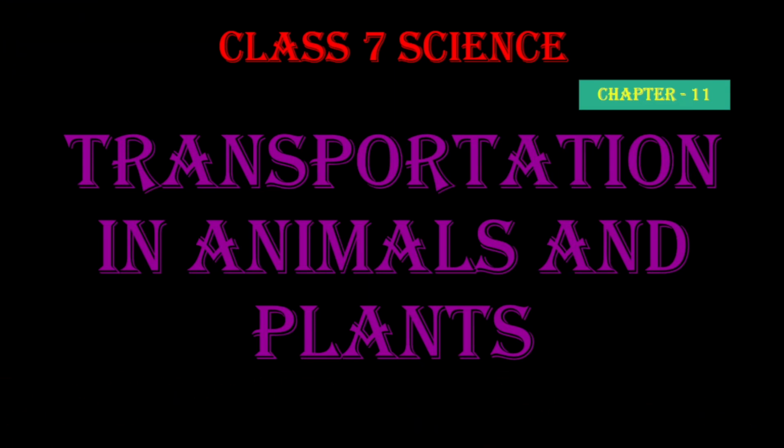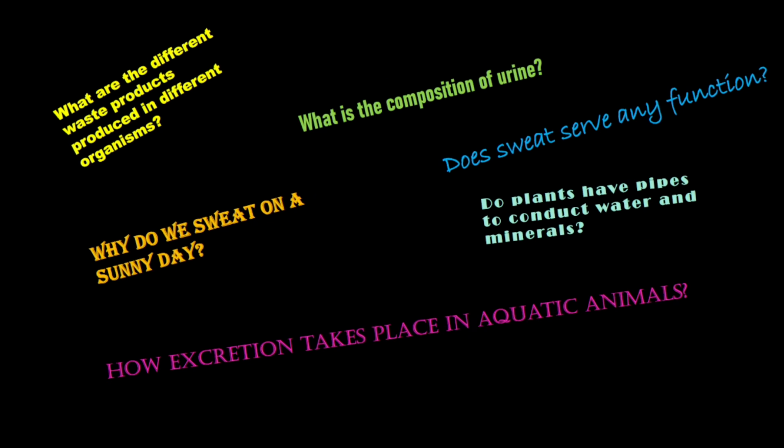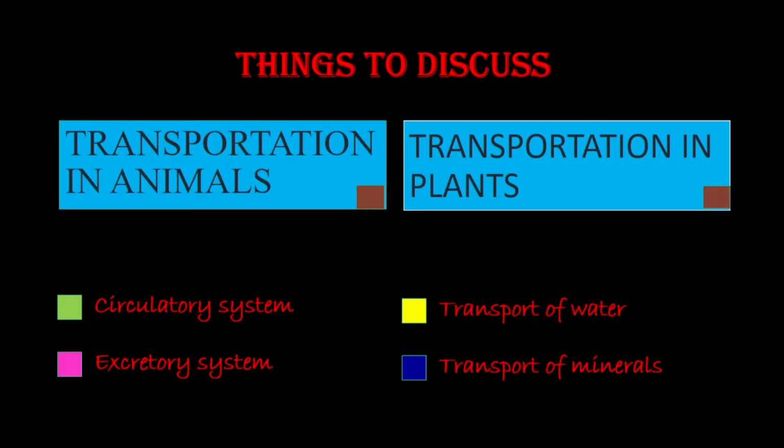Today we are going to start a new topic of class 7th, that is transportation in animals and plants. By the end of this video, you will be able to answer all of these questions which are mentioned here. Now these are the points that we are going to discuss today. First of all, transportation in animals, circulatory system and excretory system. I'll make another video on transportation in plants.